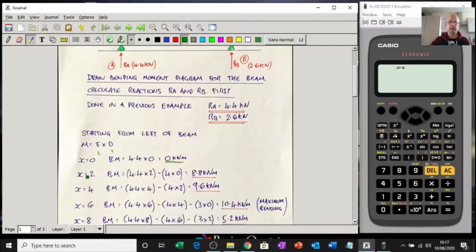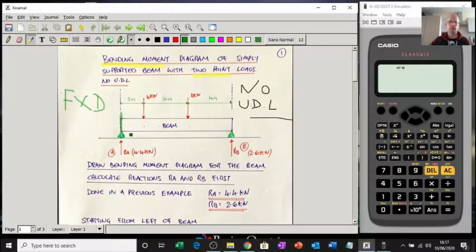And then I'm going to go x equals 2. So what I've done now is I've come in x equals 2. So now what moment is here?